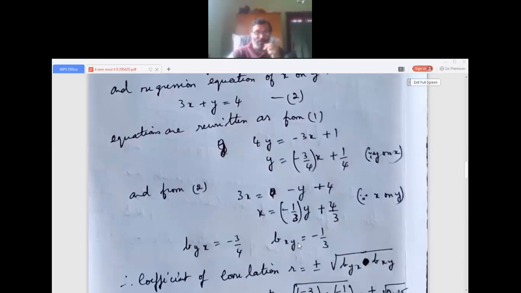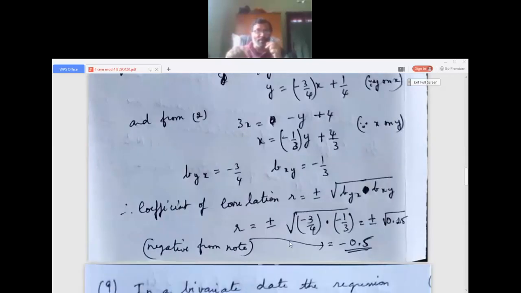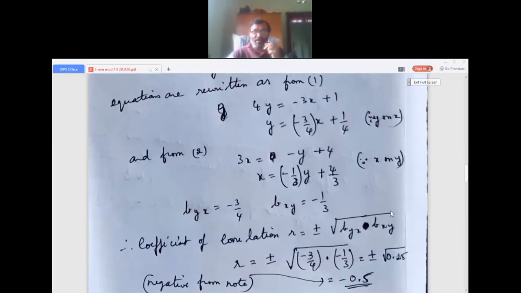So I got it. Now, once you know bxy and byx, it's very easy. Coefficient of correlation r equals plus or minus square root of bxy into byx, or byx into bxy, same. So I get r is equal to plus or minus square root of minus into minus, plus 0.25, square root of that, you get plus or minus 0.5.